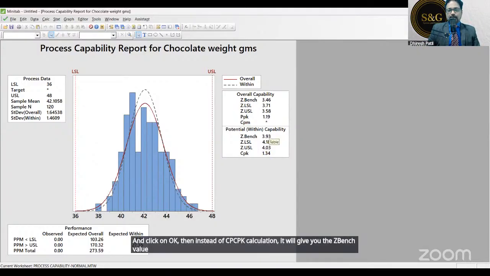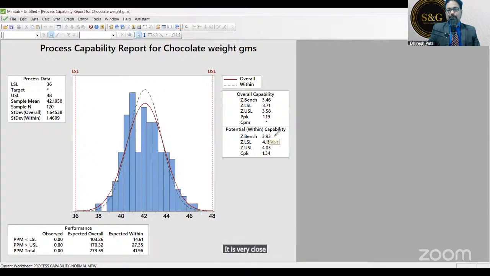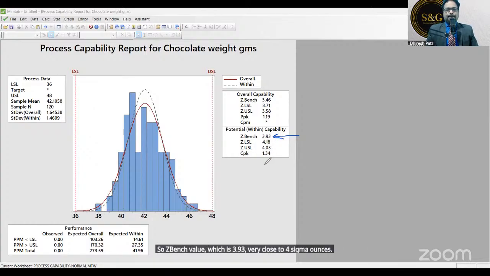Can you see here? It is very close to 4 sigma, which I said earlier, right? So the Z bench value is 3.93, very close to a 4 sigma process. Clear, everybody? Just give me yes in the chat box. Everybody with me till now?